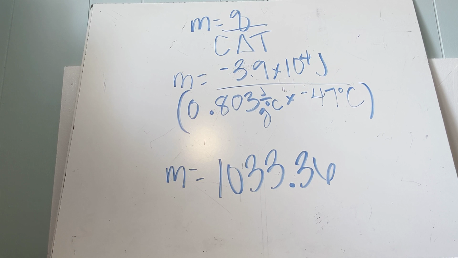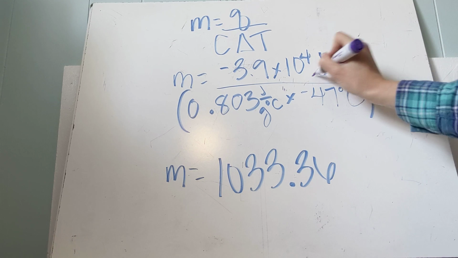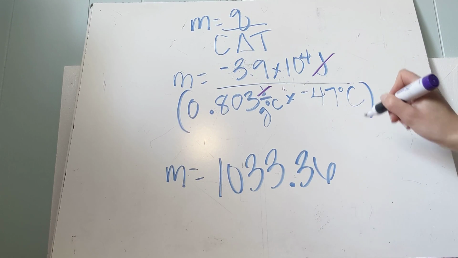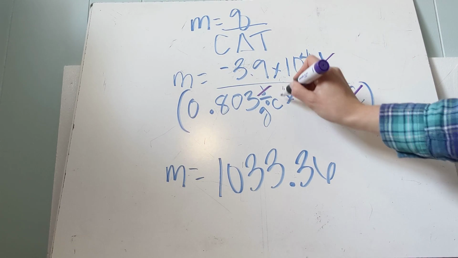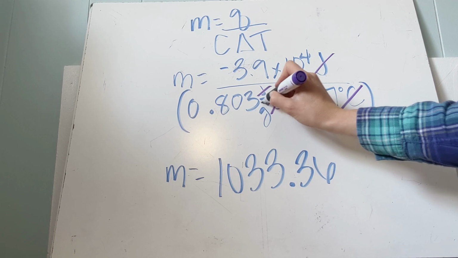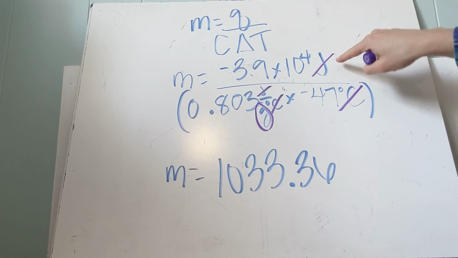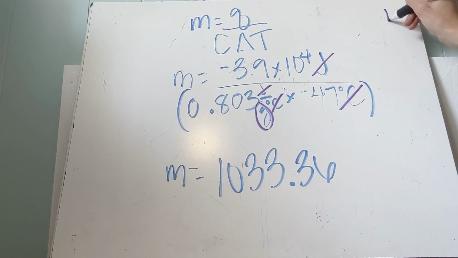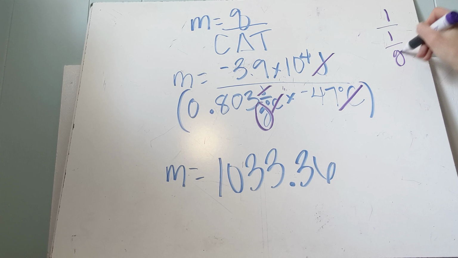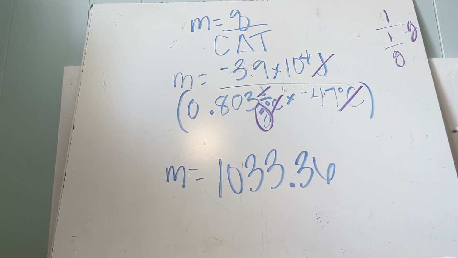And we didn't go through and cancel our units, so we can do that quickly. Make sure our units are correct. Make sure we have a unit of mass. Joules cancels with joules on top right there. Degrees Celsius cancels with degrees Celsius. Remember that grams on the very bottom, the bottom of the bottom, 1 divided by 1 divided by grams is going to equal grams. Okay. So our mass is 1,033.36 grams.